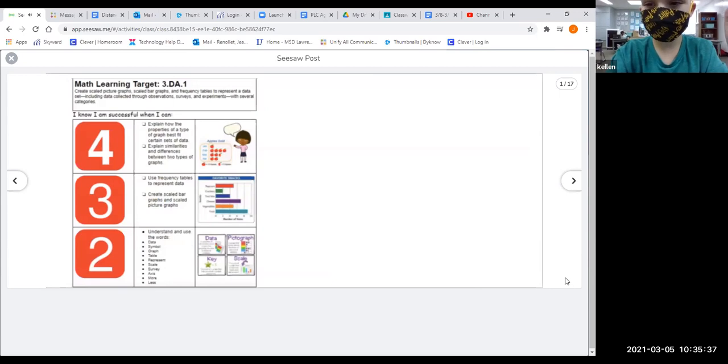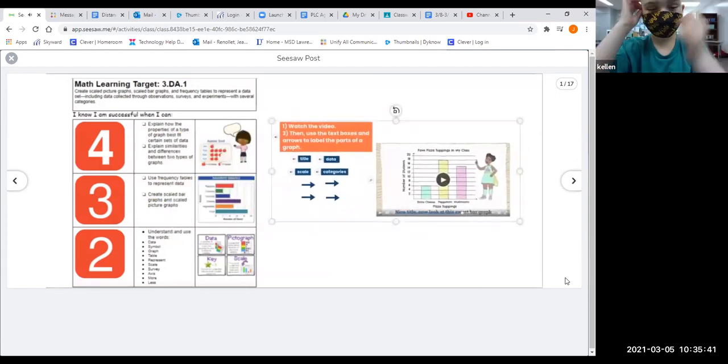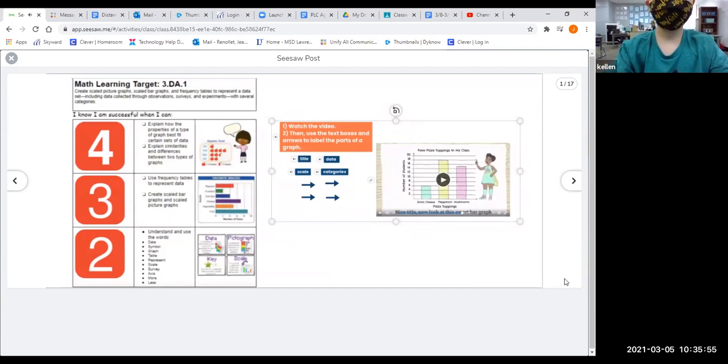Today, the important part is that you will be using graphs and being able to correctly put on a title, the data, a scale, and the categories on your graphs. We will also be reviewing, answering how many more and how many less one-step and two-step problems.